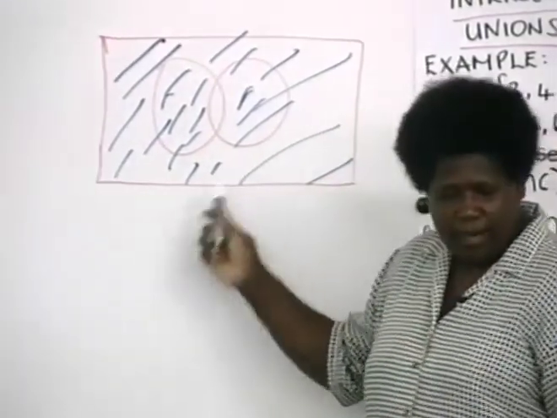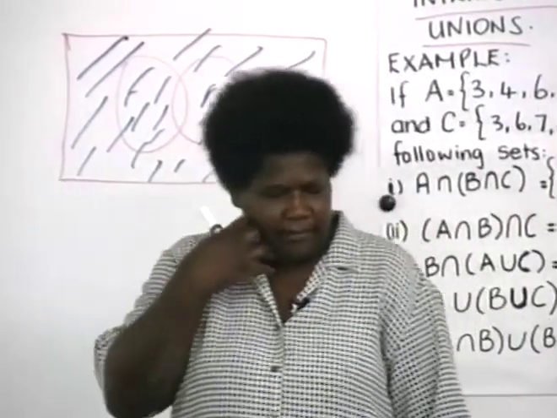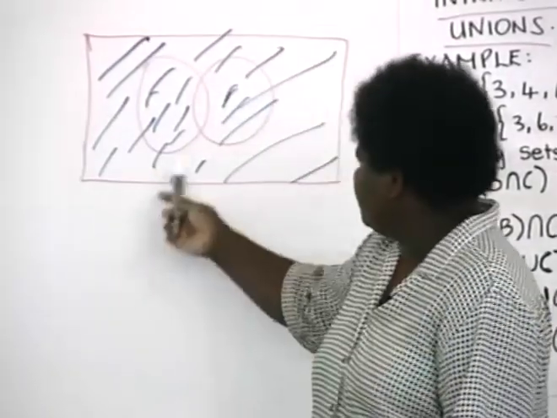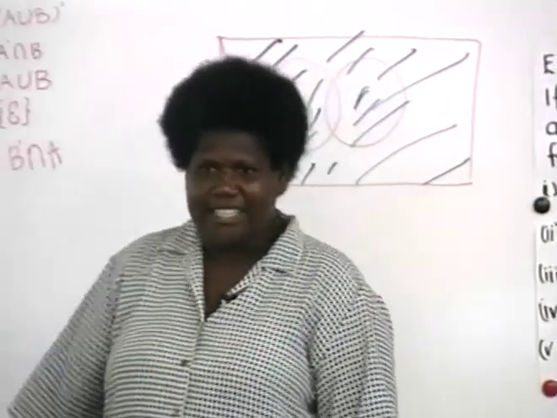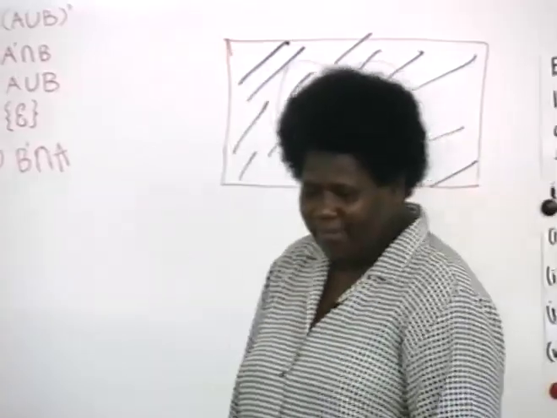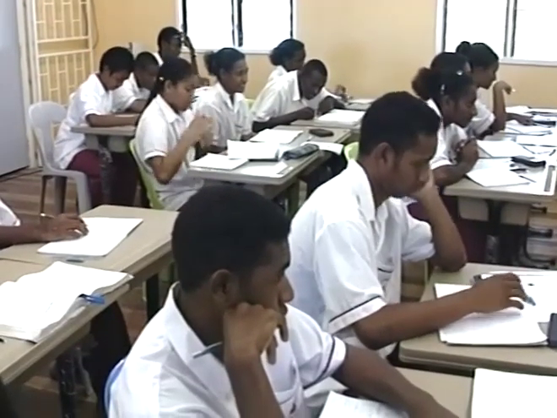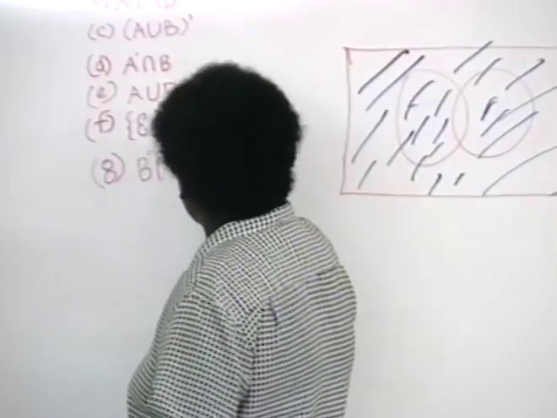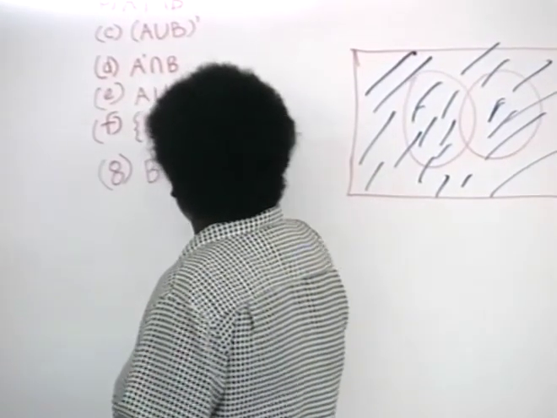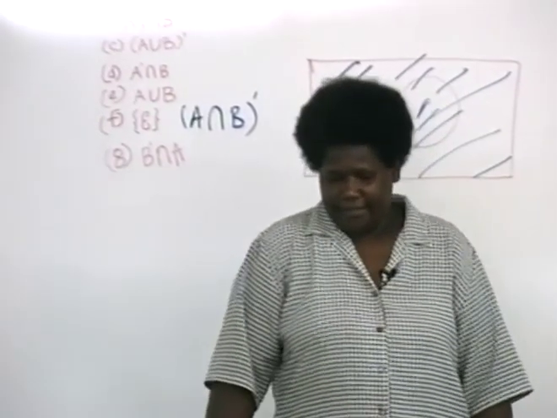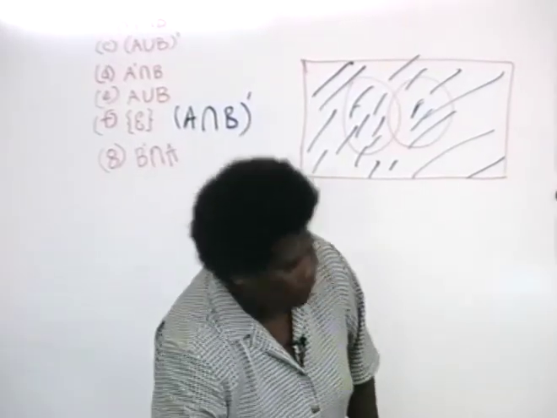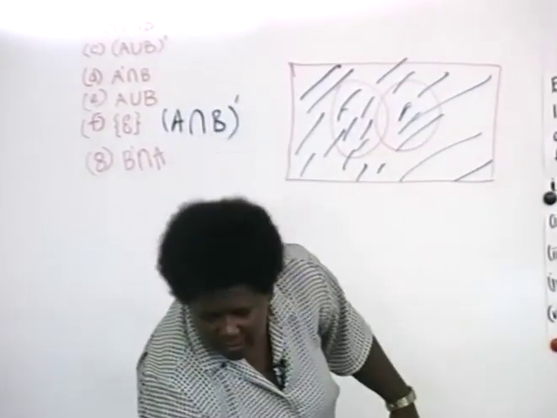Did I shade this one or did I shade the whole thing? I left this bit out. Okay, that's majority rule. So letter F is the complement of A intersection B. A intersection B, the complement. If everything is shaded, then it's the universal set. So if you've shaded everything, then it's the universal set.